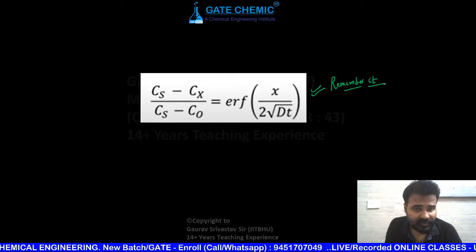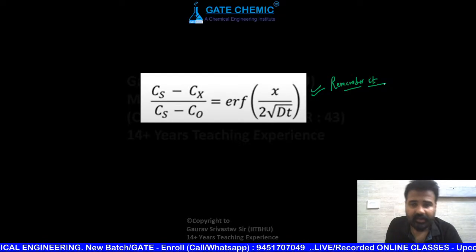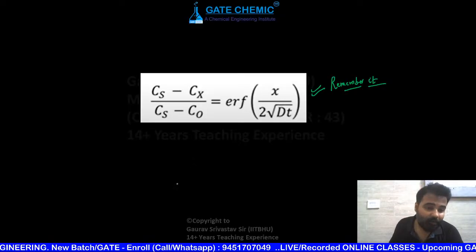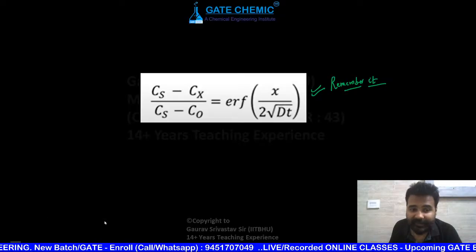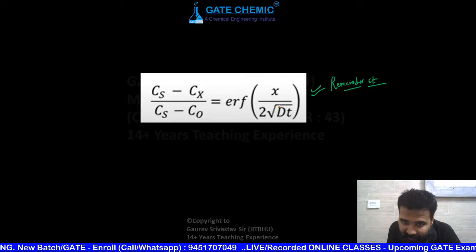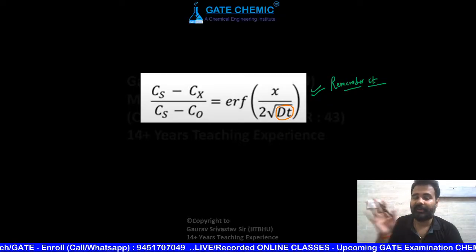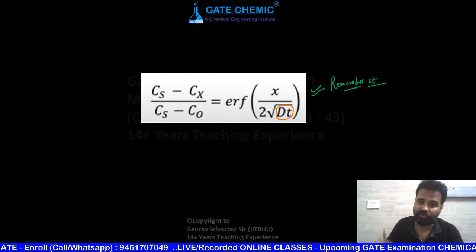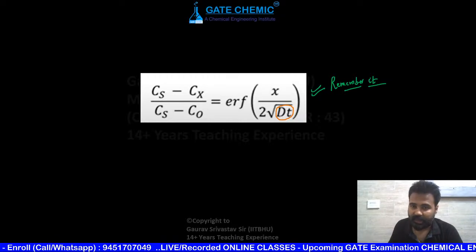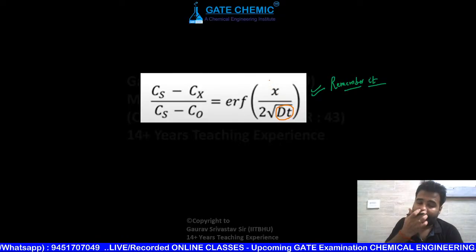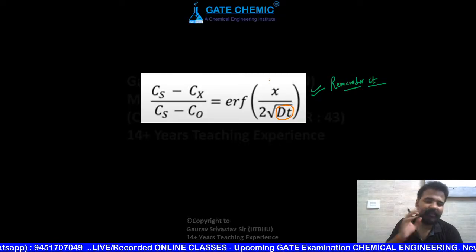(Cs − Cx)/(Cs − C0) equals erf(x / 2√(Dt)). Now the most important part of this equation, this part, from where numericals have already been asked in the GATE examination, from heat transfer also, a heat transfer question is there. Dt, if x is the distance to which diffusion occurred. See one beautiful example.